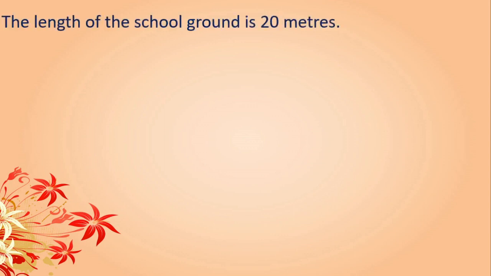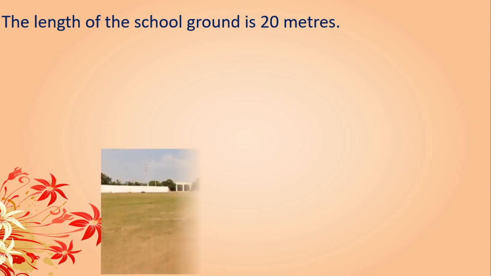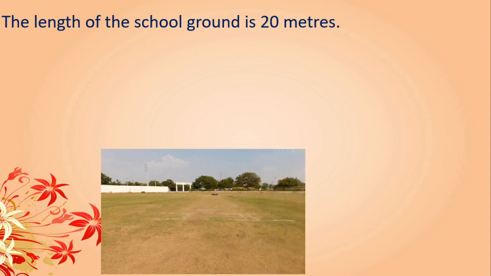Now, here we will go through some problem sums. Okay? See this. The length of the school ground is 20 meters. See, this is a school ground. The length of school ground is how much? It is given 20 meter. Please try to understand. The sum is same, but it is given in statements.